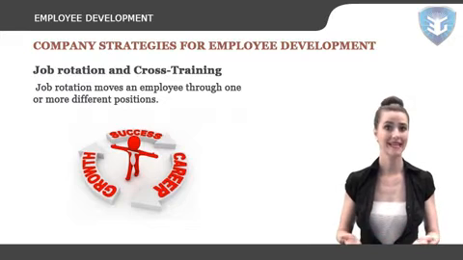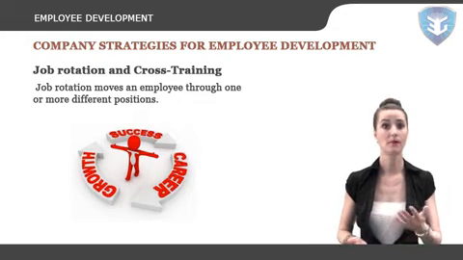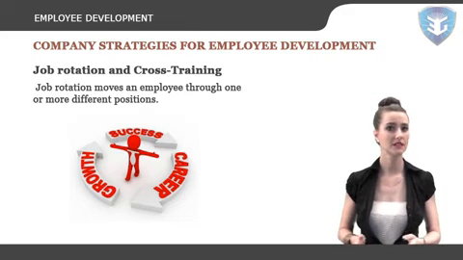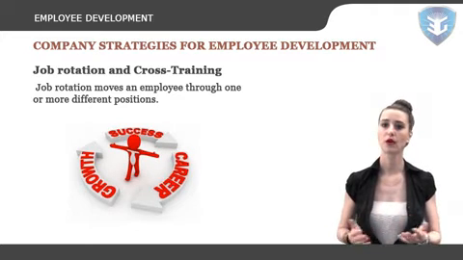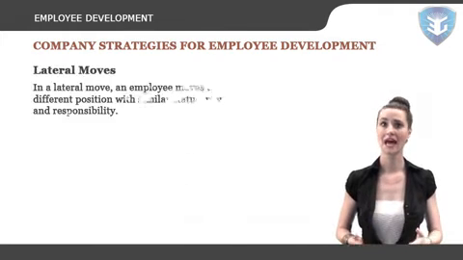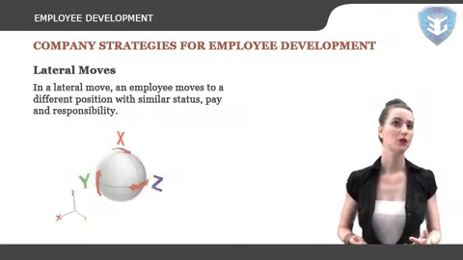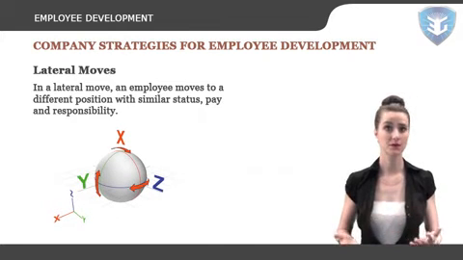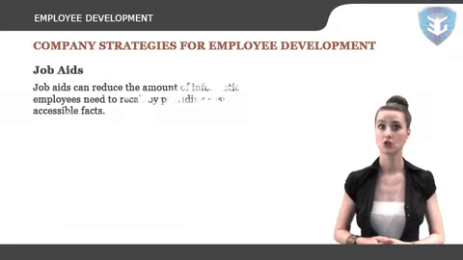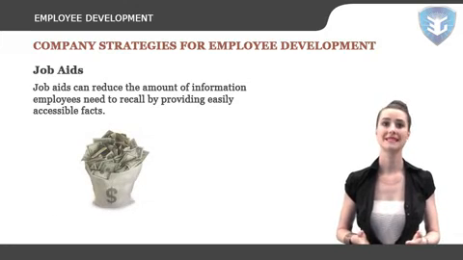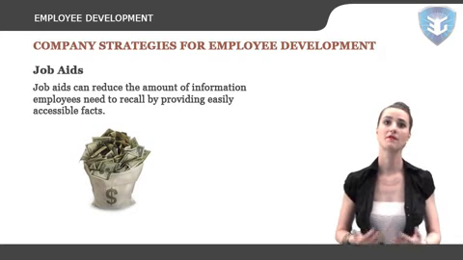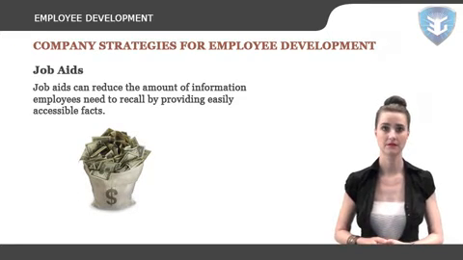The rotation can last several hours, several months, or even a year or two. Cross-training is a specific type of job rotation where an employee learns the skills of a different position. Lateral moves. In a lateral move, an employee moves to a different position with similar status, pay, and responsibility. Job aids. Job aids can reduce the amount of information employees need to recall by providing easily accessible facts.